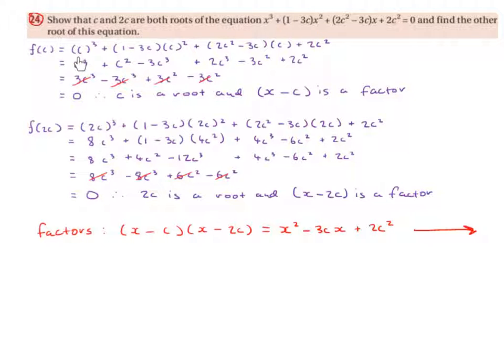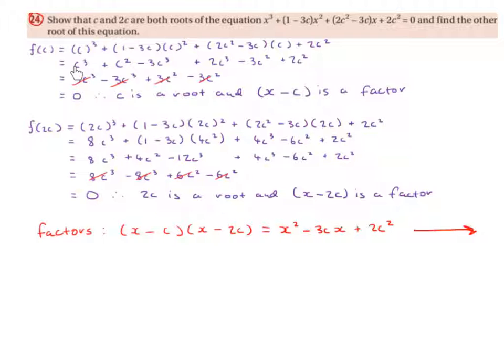So f of c is going to be c cubed plus (1 minus 3c) times c squared plus (2c squared minus 3c) times c plus 2c squared. C cubed is just c cubed. 1 times c squared is just c squared. Minus 3c times c squared is minus 3c cubed. Then 2c squared times c is 2c cubed. And minus 3c times c is minus 3c squared. We bring down the plus 2c squared.